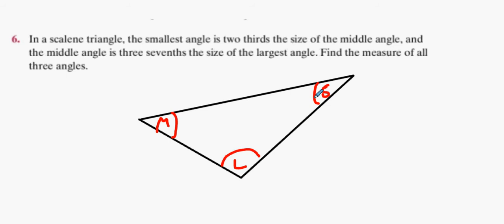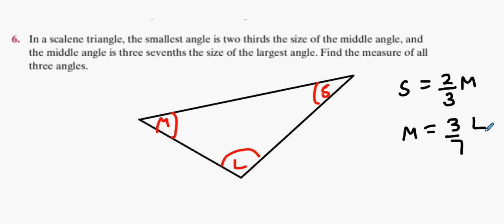Now, the smallest angle is 2/3 the size of the middle angle. So, smallest angle S is 2/3 the size of M. Is that okay with you guys? And the middle angle is 3/7 the size of the largest angle. Middle angle is 3/7 L. Alright? Which letter is the most important letter in this? It's got to be M. Why is it M? It relays the information from smallest to largest. It's in both of them, isn't it?